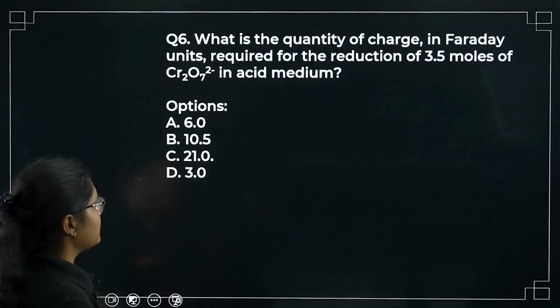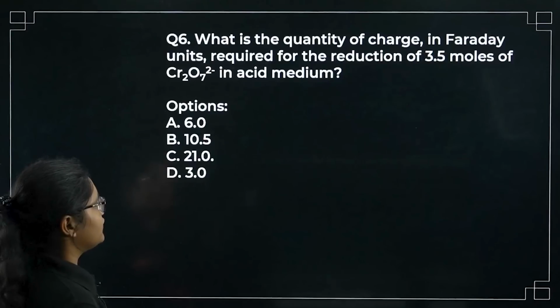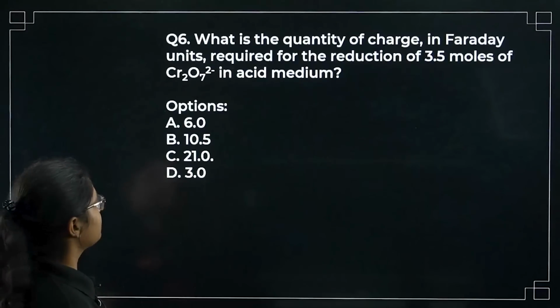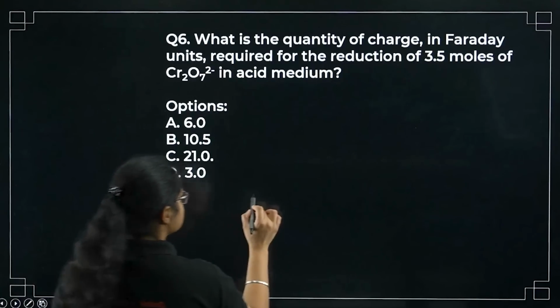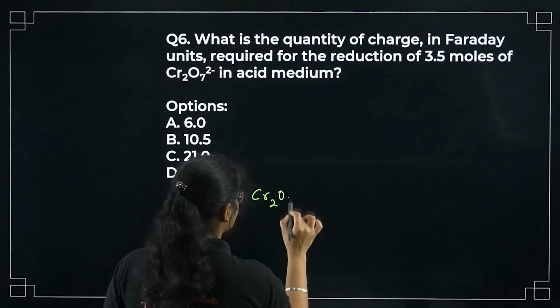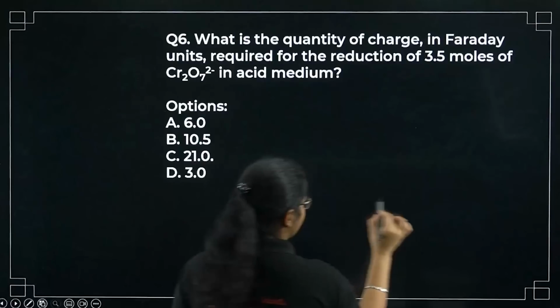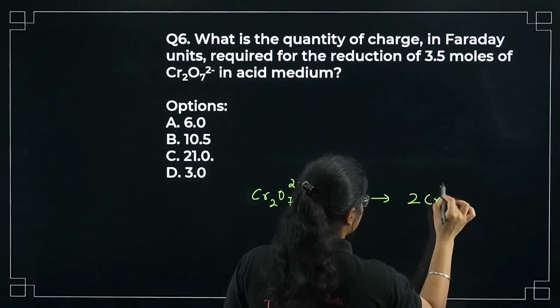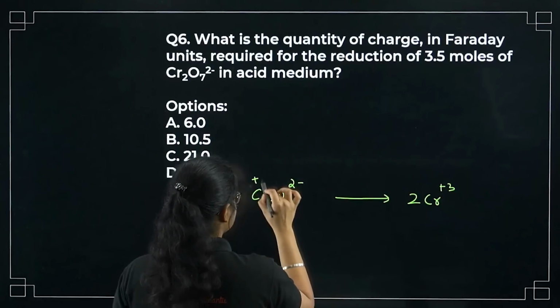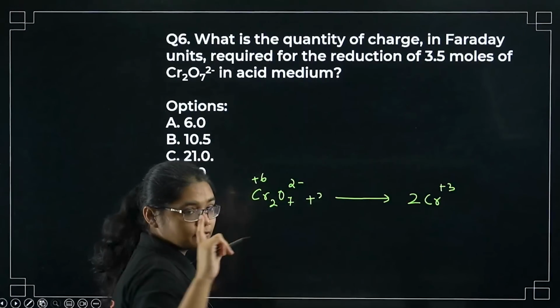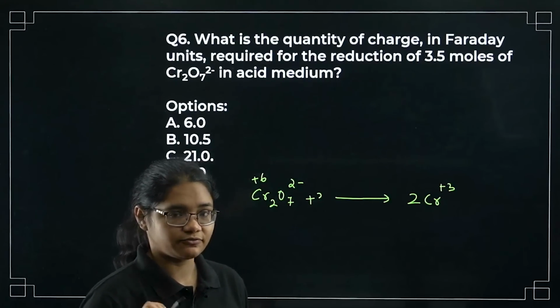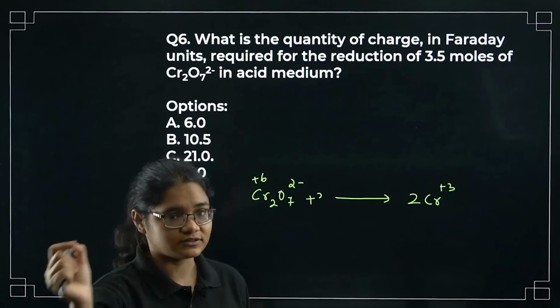Next, what is the quantity of charge required in Faraday units for the reduction of 3.4 moles of Cr2O7 2-? So if you see, Cr2O7 2- gets converted to 2Cr3+. So it is +6 to +3. So reduction takes place, that means for 1 chromium we need 3 moles of electrons.